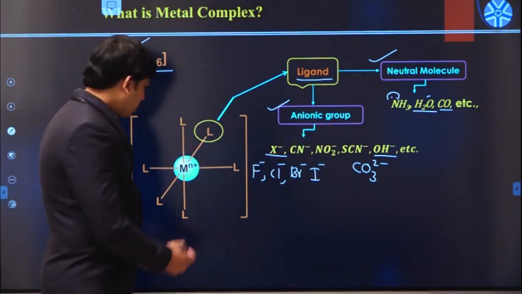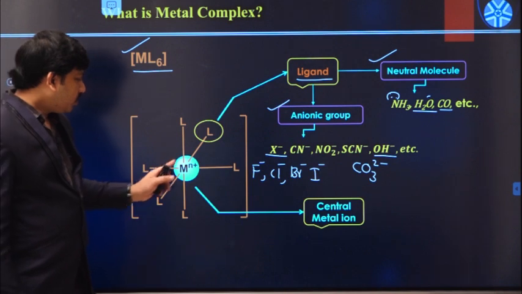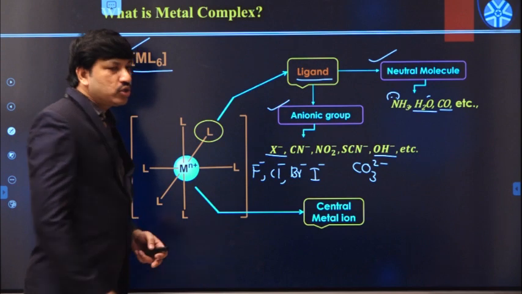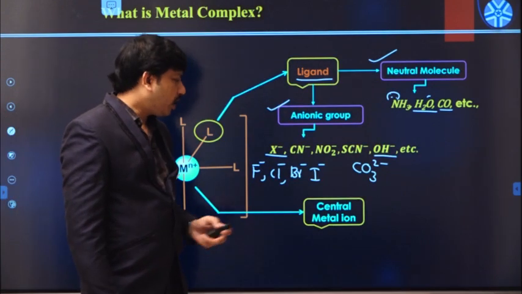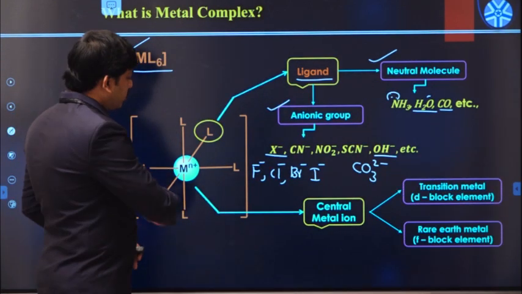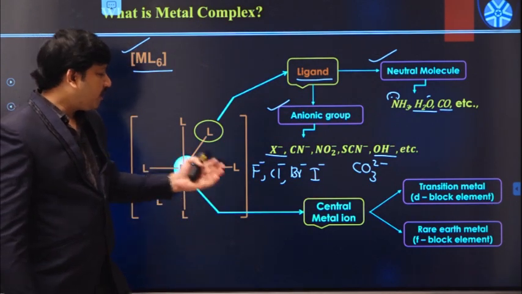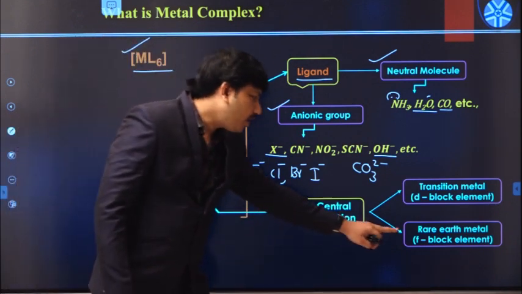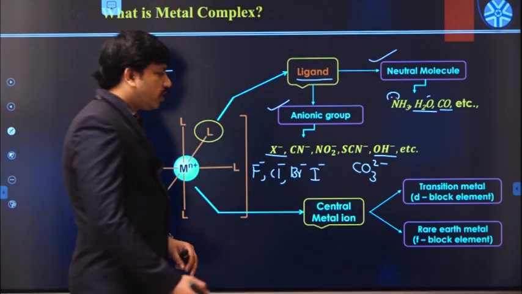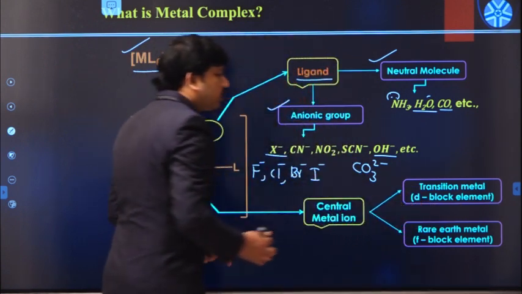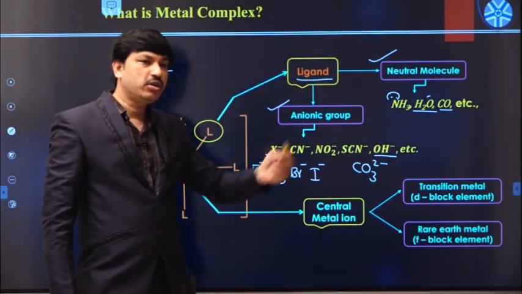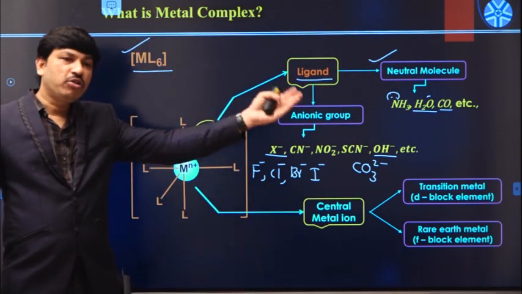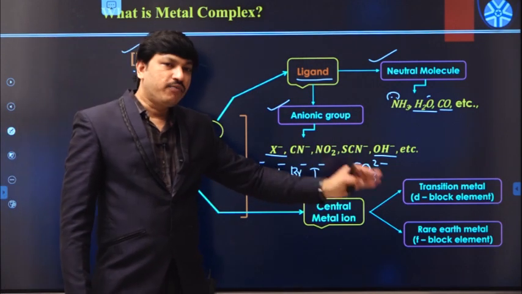metal center. And coming to the metal center, this is called the central metal ion, and this central metal generally belongs to either the d block or the f block elements. So basically in most of the cases, metal complexes have a central metal ion that mostly belongs to either transition metals or rare earth metals. The reason is, in the case of transition metals, the outermost electrons enter into the d orbitals like d1, d2, d3. Or in the case of rare earth metals, the outermost electrons enter into the f orbitals.